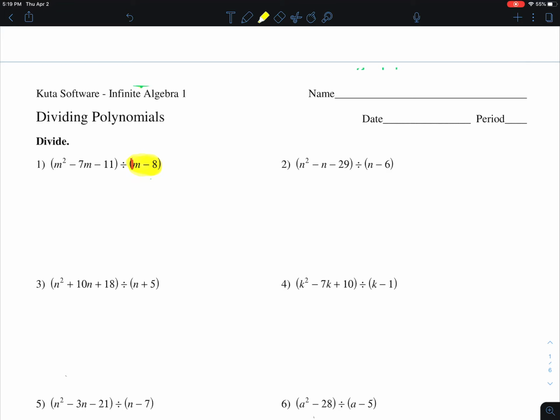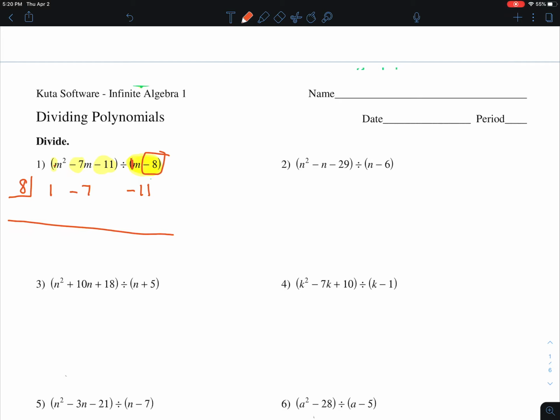We're going to take the opposite of negative 8. What's the opposite of negative 8? Positive 8. And we're going to give positive 8 its own little house. And then we are going to write the coefficients of each of these. So 1, negative 7, and negative 11. We're not writing any of the variables, just the coefficients.